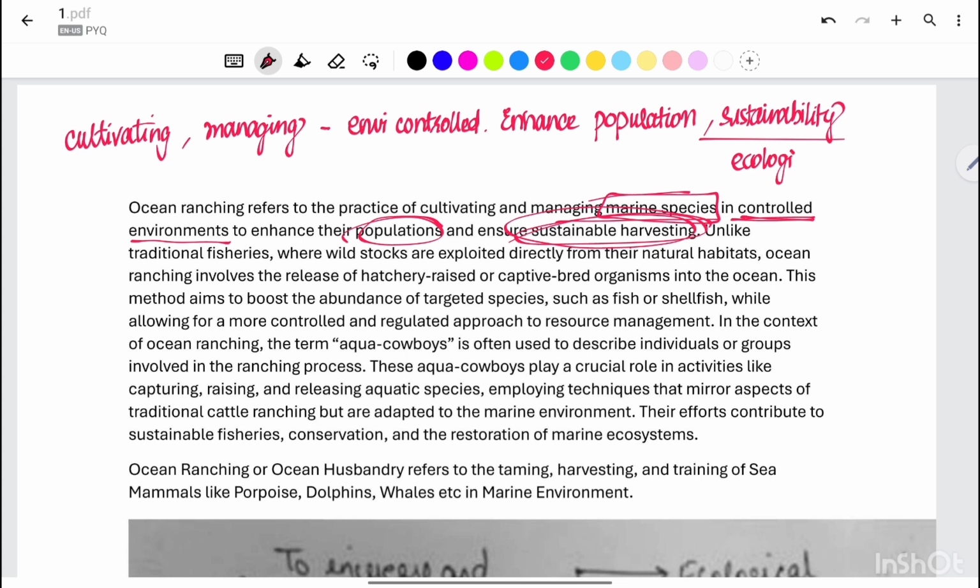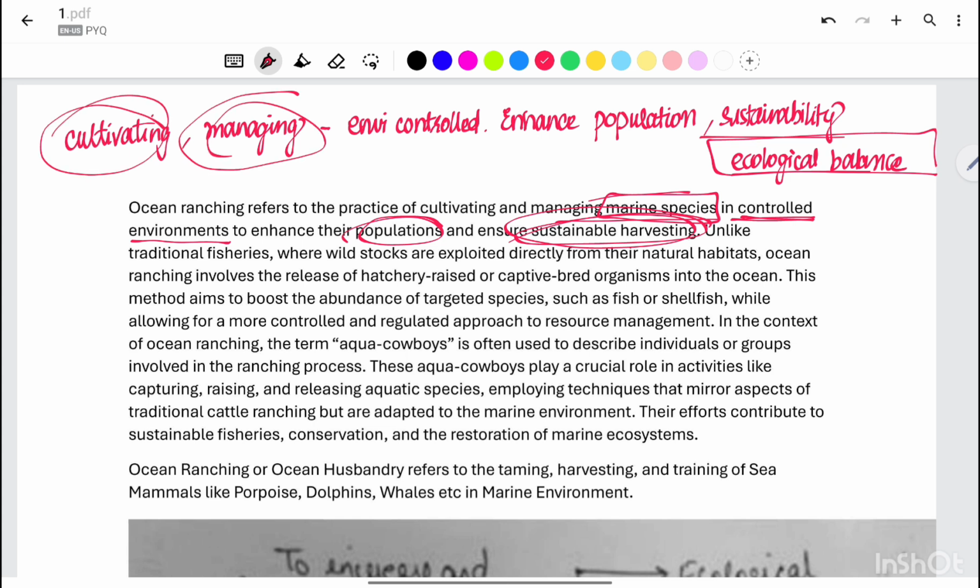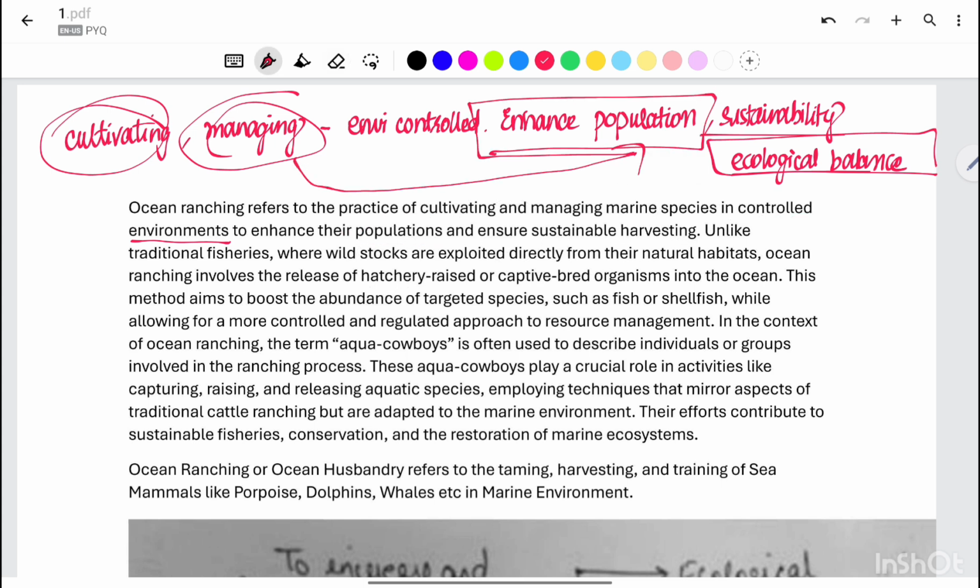Sustainability and ecological balance are terms which can be used interchangeably, right? You are cultivating, and also you are managing the marine species. Apart from cultivation, you are managing. Why are you managing? To enhance its population. When you are just cultivating, for example, you are just harvesting everything. It is not enhancing the population of the species, right? So you are managing for sustainability in a controlled environment, right?